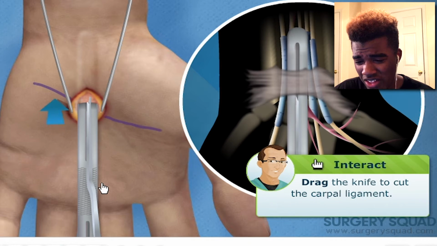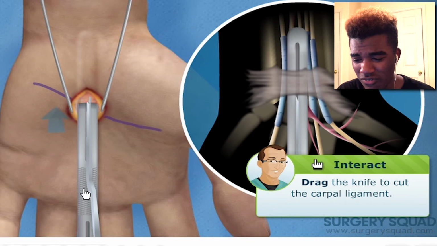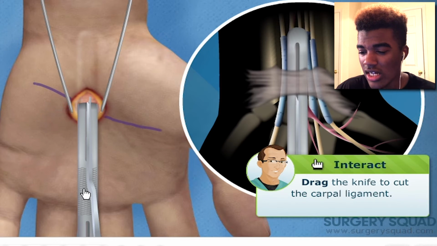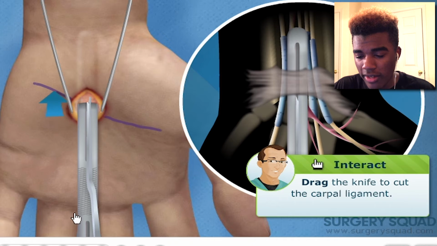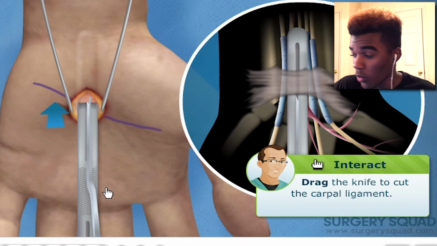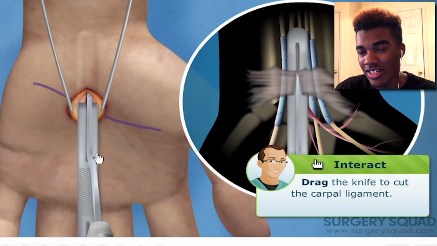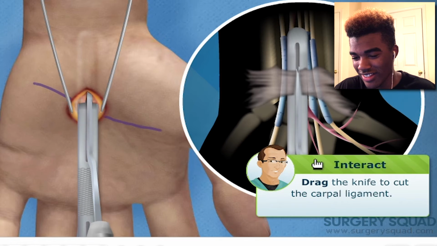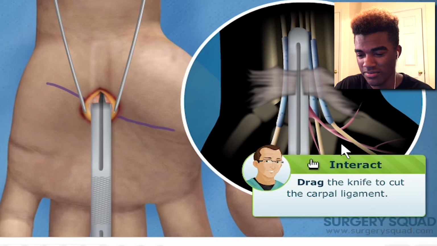You can actually feel it? Like the doctor can feel in the knife it cutting. Oh boy, okay. Whoa, I feel it in the mouse. Not really. I don't like that.